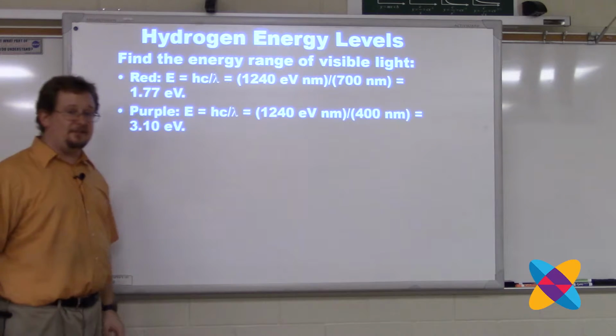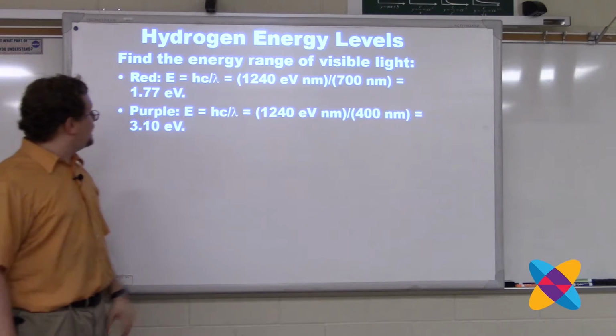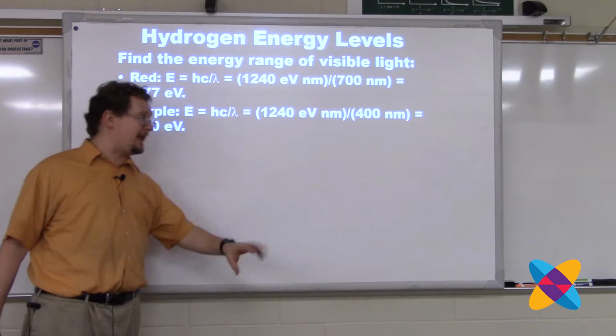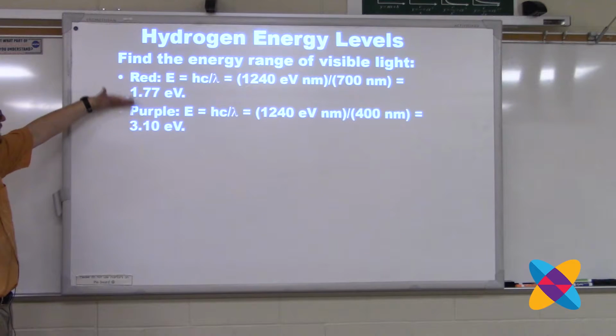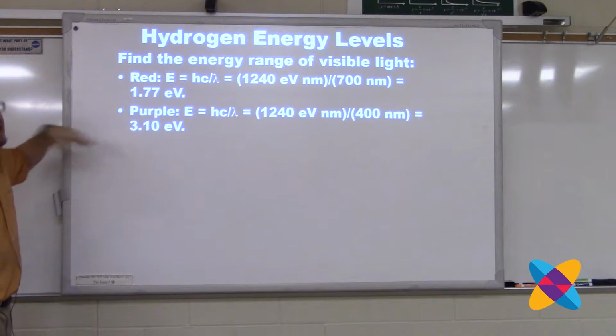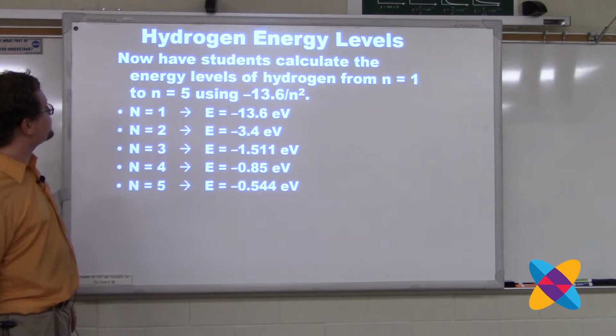Red is 1.77 electron volts. We can't see any lower energy photons. Purple is 3.10 electron volts. We can't see higher energy photons. Okay, so now the students know that this is the range of visible energies. Not visible wavelengths, not visible frequencies, but visible energies.